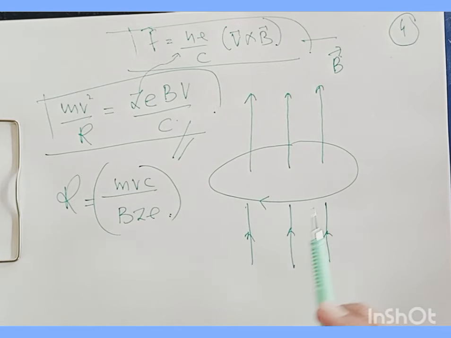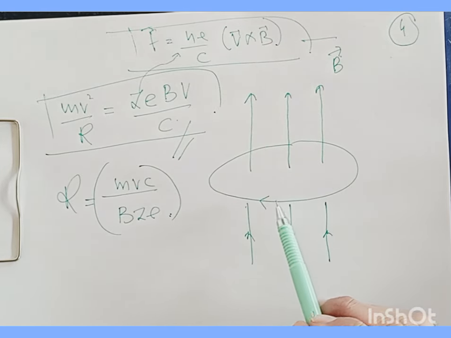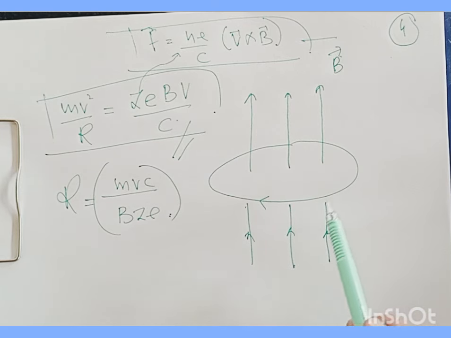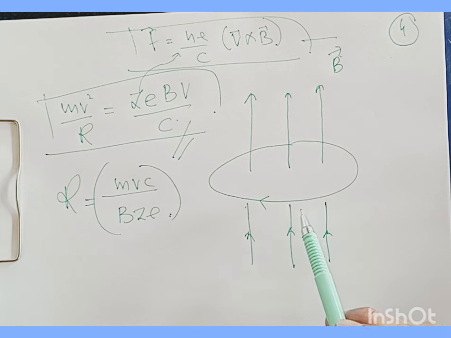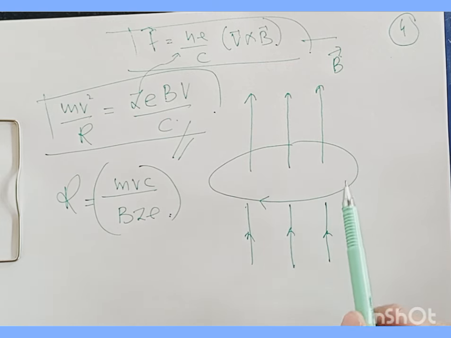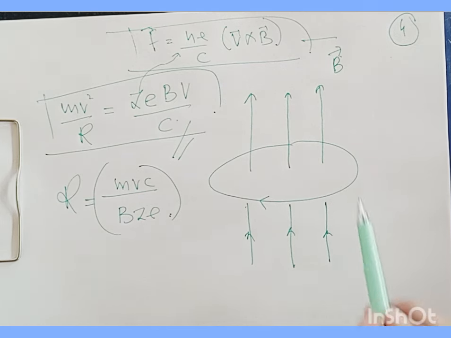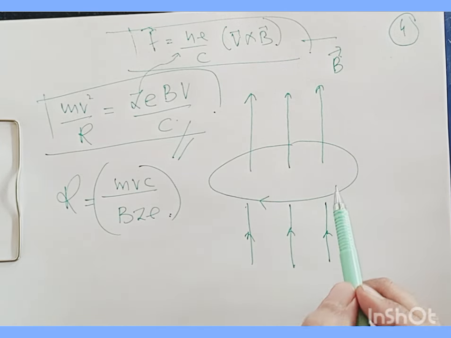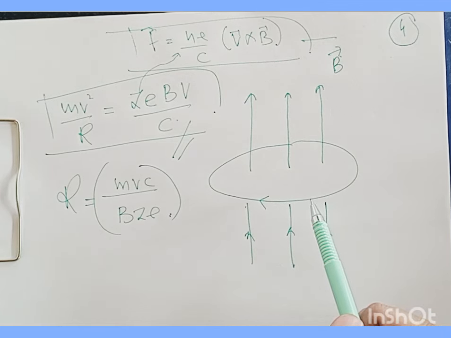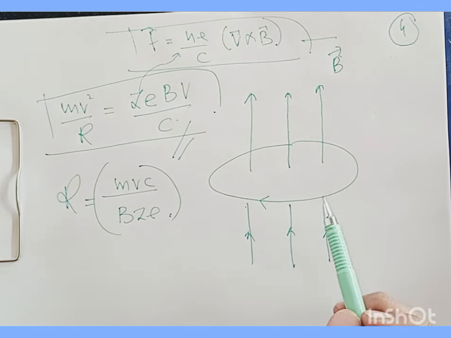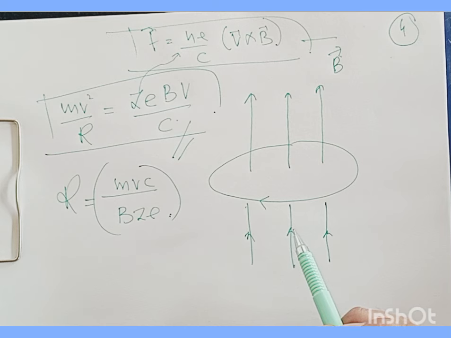Now if the magnetic field that cuts the circular orbit changes, an induced electromotive force is produced. So there will be an electromotive force that will be produced because of the change in the magnetic flux that's enclosing this motion, which will accelerate the particle. So this is going to accelerate the particle.